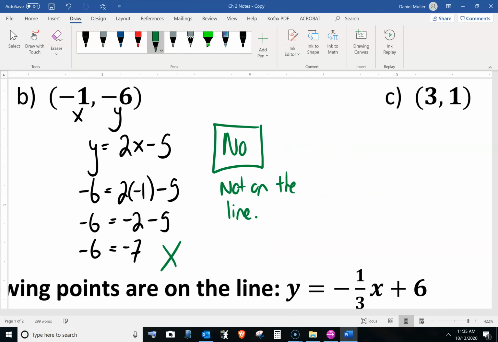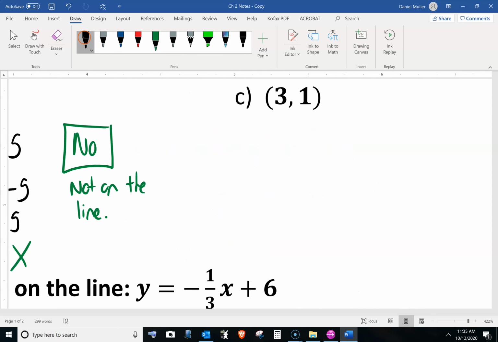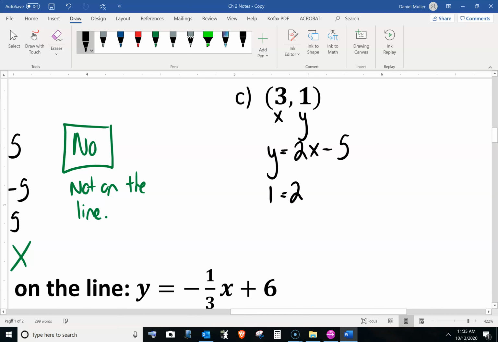And let's try the last one here. So again, this is our x and this is our y. So we've got y equals 2x minus 5. Now y is going to be 1, so I'll make this a 1. And this is 2 times x. X is 3, so I'll make that a 3. 2 times 3, minus 5.